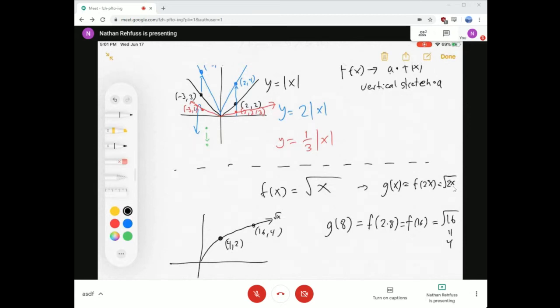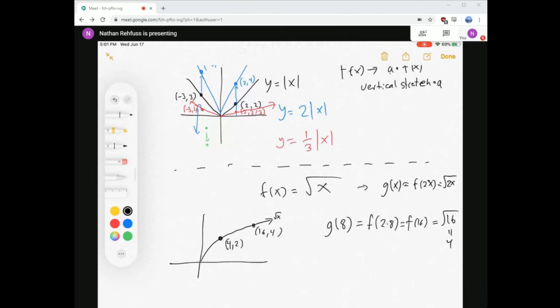This multiply by 2 in here, we're multiplying our input by 2 before f sees it. So it's like a 50% off discount on our inputs. Our money goes twice as far. We only have to pay 8 for a 4 instead of paying 16. So here's the point (8, 4). That's going to be on g. And if I take g of 2, that's the same as f of 4, which is 2. So I'll have the point (2, 2) right here.